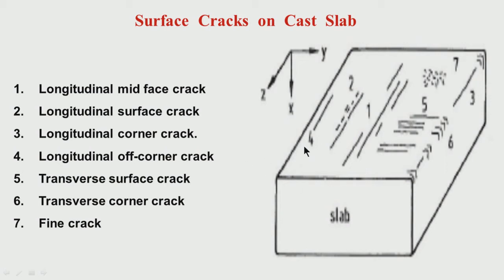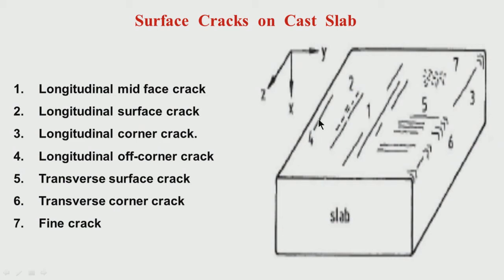Now look at the location of this 4. This was mid face, this was any location, 3 was at the corner, and 4 we call off corner. Why off corner? Slightly away from the corner. So, it is off the corner, an off corner surface crack, but longitudinal direction. So, longitudinal off corner crack on the surface. So, this is this one.